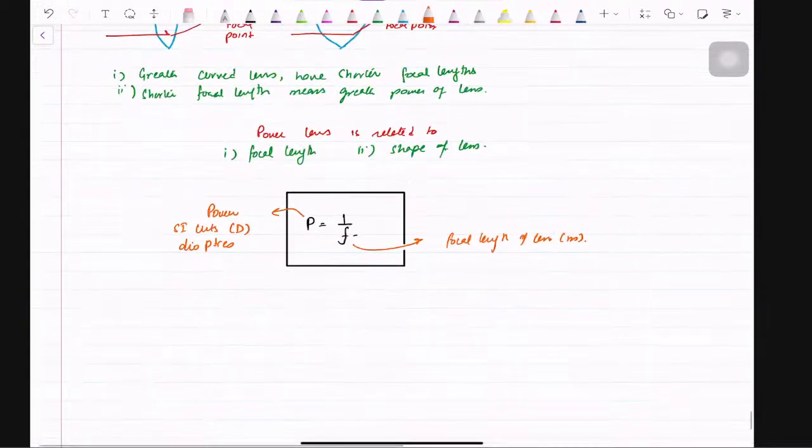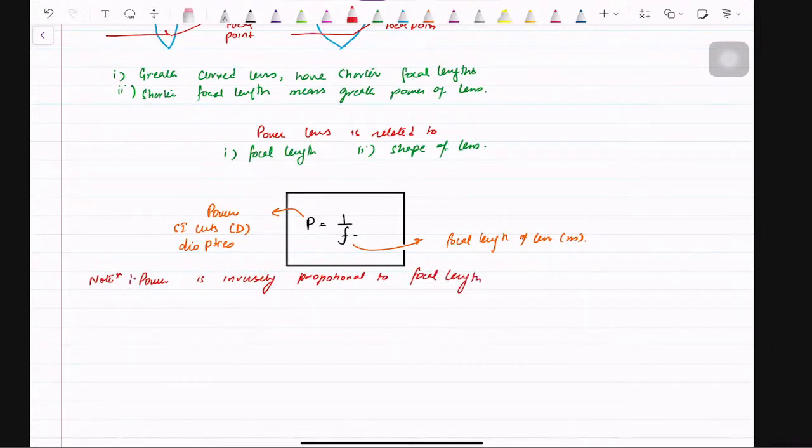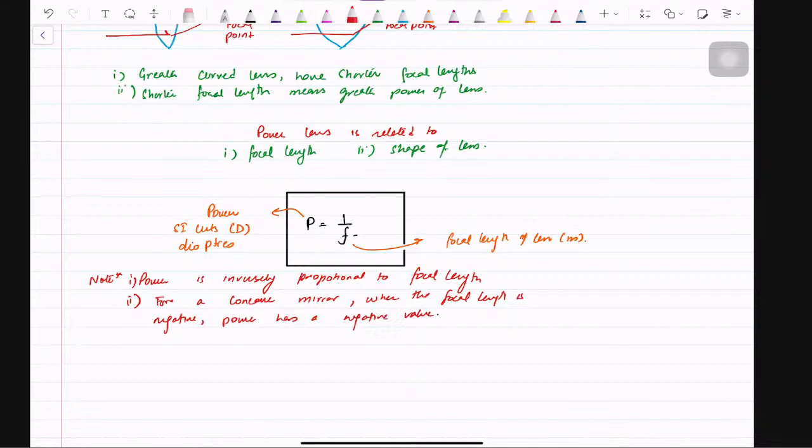Now, you should write a note here that power is inversely proportional to focal length, number one. And number two, for a concave lens, where the focal length is negative, power has a negative value. Okay? Please write this down.